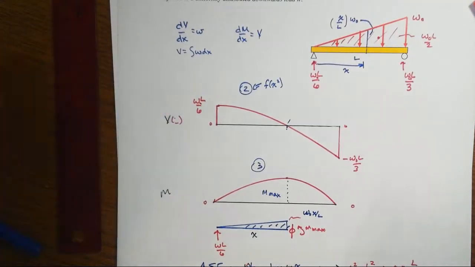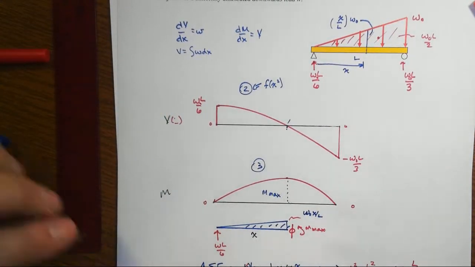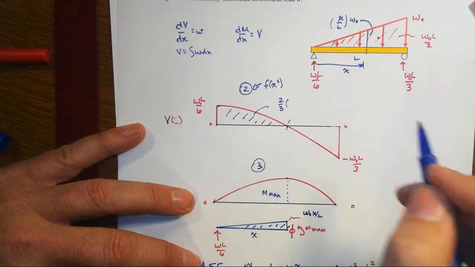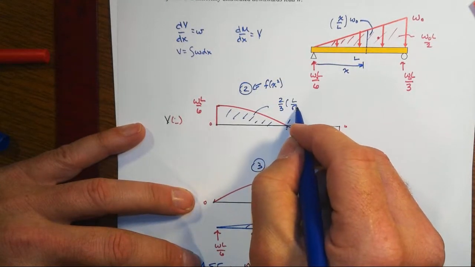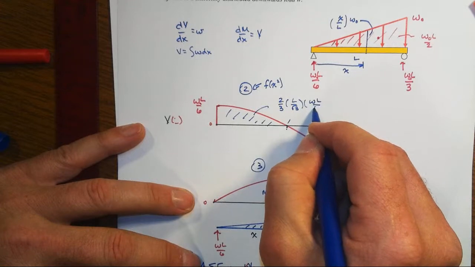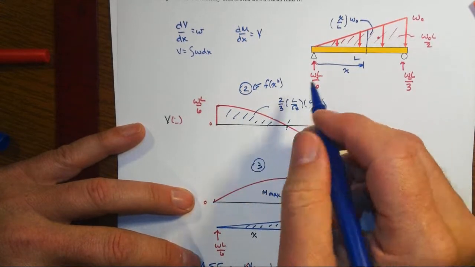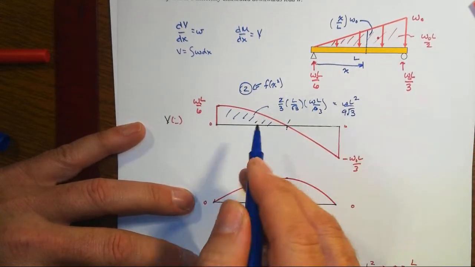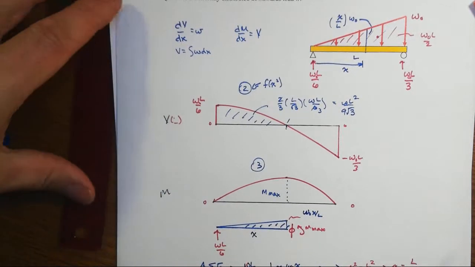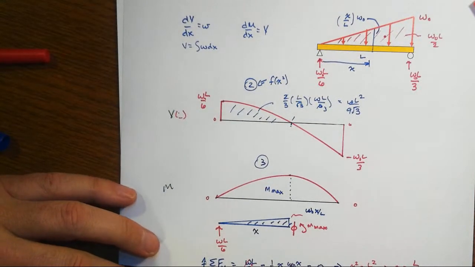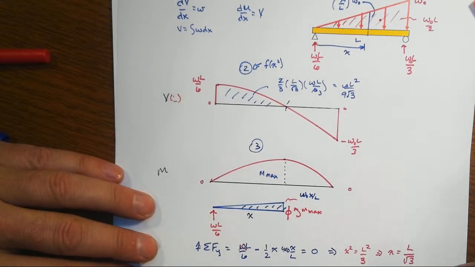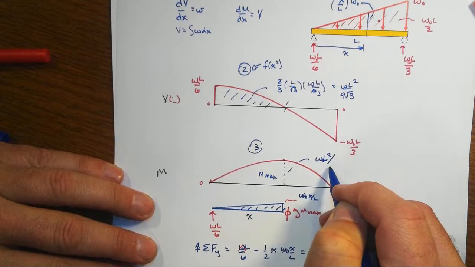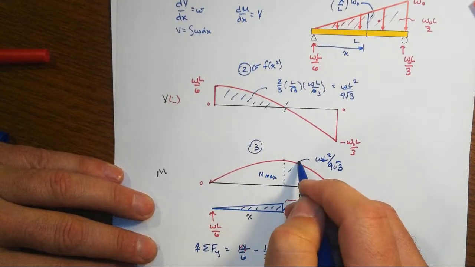Now, if you remember how parabolas work, this area is going to be 2/3 of the base times the height. So 2/3 of L over square root of 3 times the height is WL over 6. And let's see how that works out. That's a 2 there, that's a 3. That will equal WL squared over 9 root 3. I'm just looking that up in our various property tables for parabolas. And so that would tell me that M max would then equal WL squared over 9 root 3.